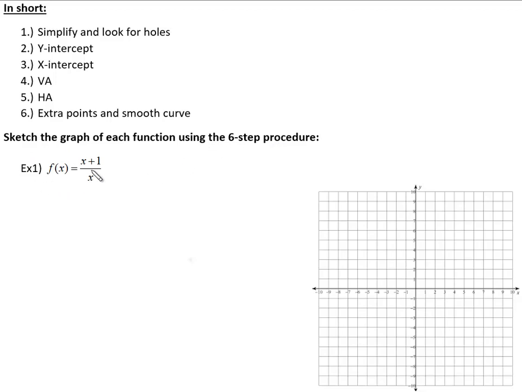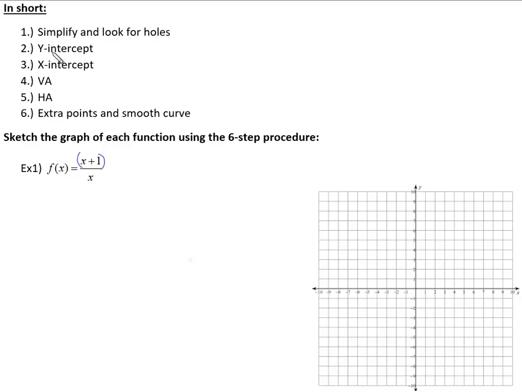Our first example is x plus 1 over x. Okay, so I can't really factor the top or bottom. This is its own factor, x plus 1, and this is its own factor, x. And remember, you cannot cancel those x's. There's addition, you can't do it, right? So this is not simplifiable, which means there are no holes.